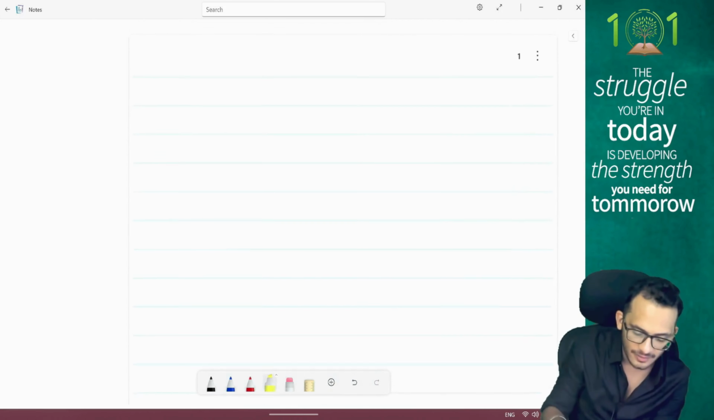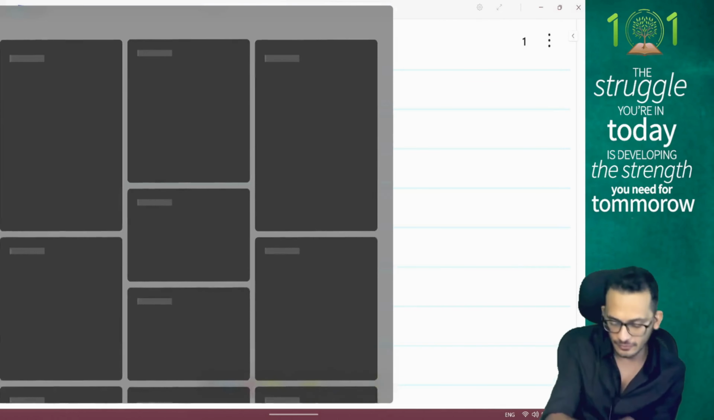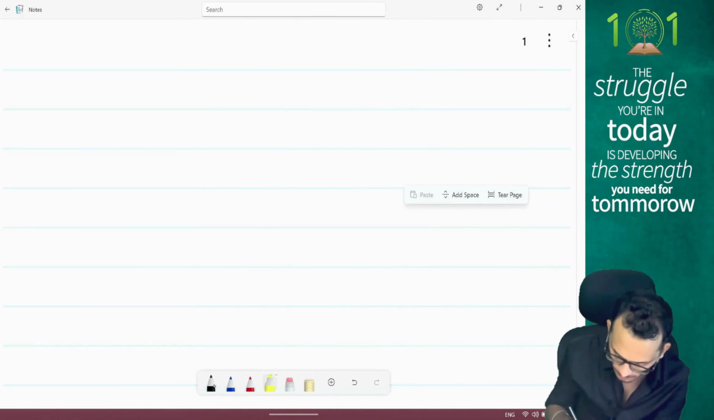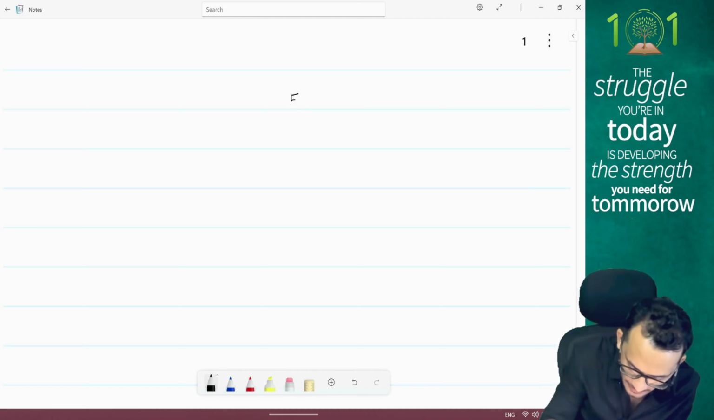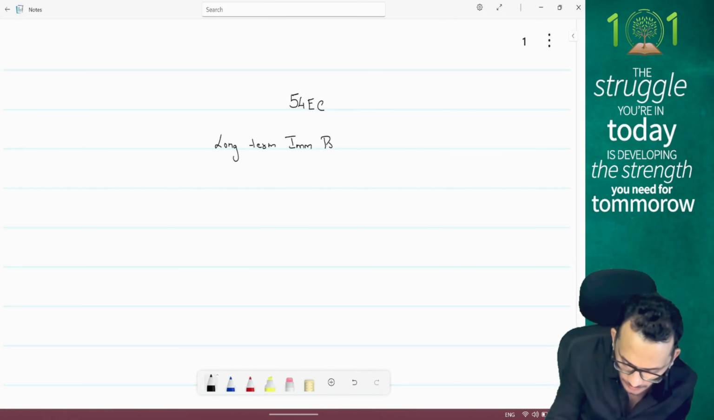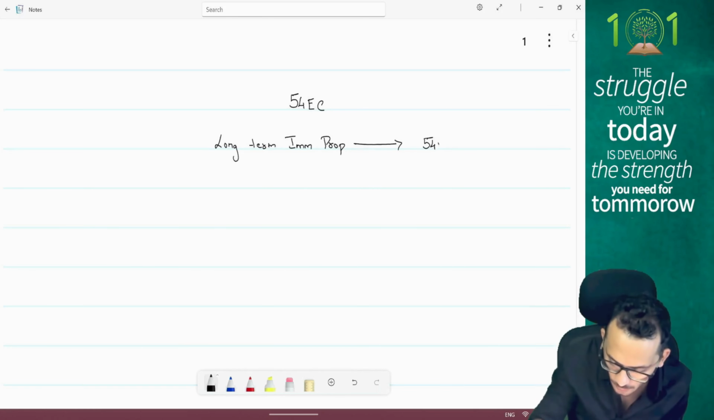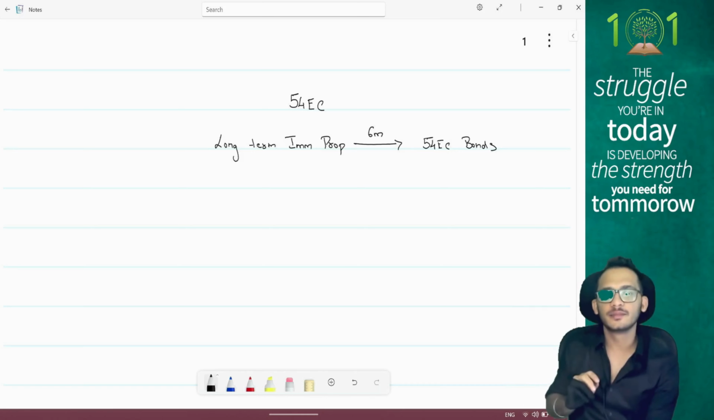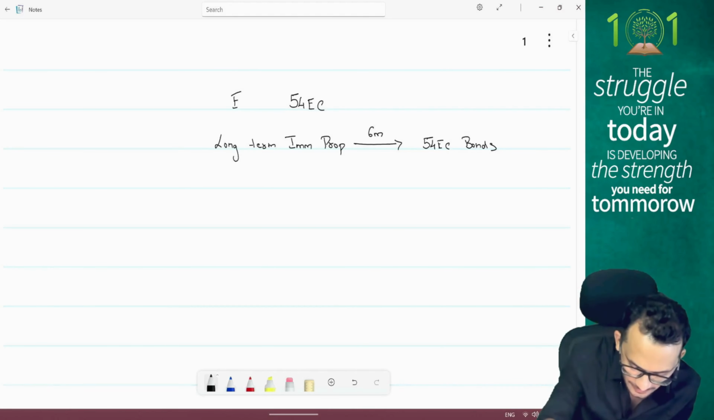Yes, let me create a note for you. Those who understand section 54EC and would have done it in the past would probably know how it looks. Section 54EC basically says that when a person sells a long-term immovable property and in return buys 54EC bonds within a period of 6 months, he will be eligible for an exemption under section 54EC. That is what the provision is.